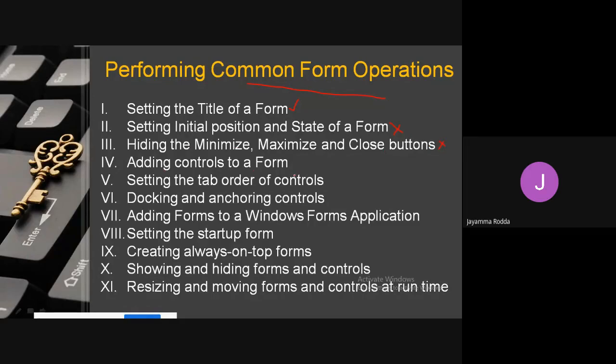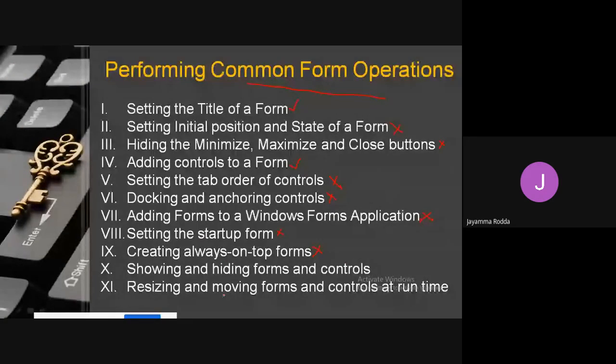Adding controls to a form, we have done it. See, we have selected a form, in that we dragged and dropped the controls, right? That is adding controls. Tab order, we have not done, we will do it. Next, docking and anchoring of controls, we have not done, we will do it. Next, adding forms to a Windows form application. We have already added a form, but we did not add multiple forms. That is why we will discuss again. Setting the startup form, this also we will discuss. Creating always on top forms, this also we will discuss.